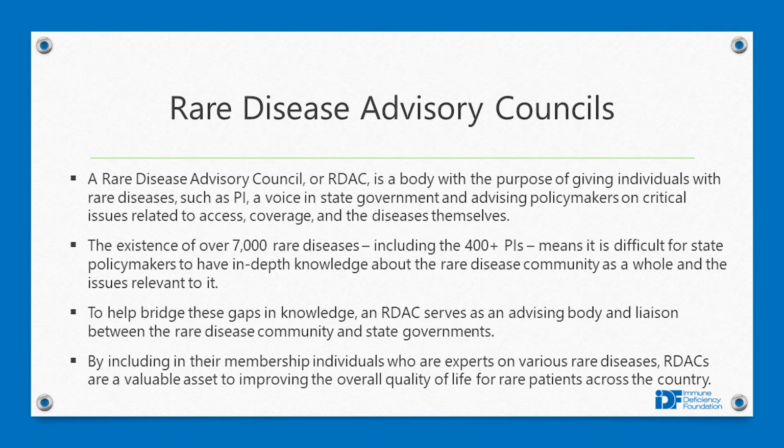You may have seen from our previous events this year that we're focusing our 2021 state advocacy workshops on the creation of rare disease advisory councils. A rare disease advisory council, or RDAC, is a body with the purpose of giving individuals with rare diseases, like those with primary immunodeficiency, a voice in their state government. There are over 7,000 rare diseases, including over 400 primary immunodeficiencies. This means it's very difficult for state policymakers to have a full understanding of the rare disease community as a whole and the issues relevant to it.